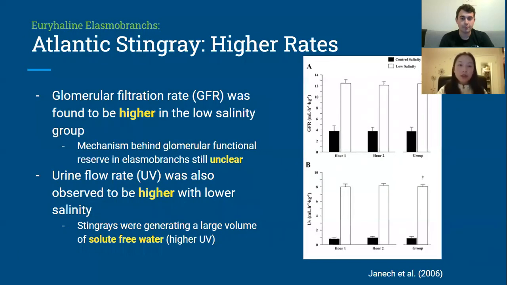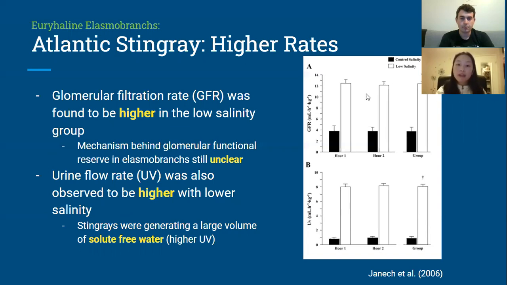The same study also looked at two rates, the first one being the glomerular filtration rate and then the urine flow rate. And both of these rates were found to increase in the lower salinity group. The researchers weren't really sure about the mechanisms behind glomerular functional reserve, but they know that they do have a powerful functional reserve. And they also looked at urine flow rate, and again, it was found to be a little bit higher. This makes sense because the stingrays are generating a large volume of solute-free water, which causes a higher urine flow rate. And this is highlighted in the graphs here.